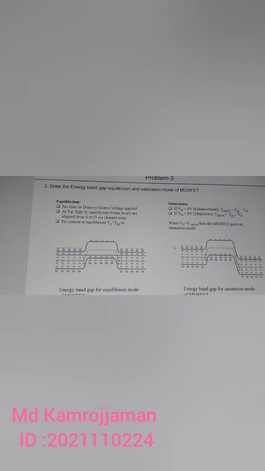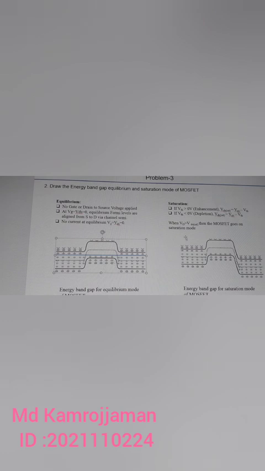So equilibrium: no gate or drain-to-source voltage applied, DC equal to zero, gate voltage equal drain voltage equal 0. At equilibrium the Fermi levels are aligned from S to D via the channel. No current at equilibrium, gate voltage equal drain-source voltage equal 0. So you can draw the energy band diagram for equilibrium mode this way.